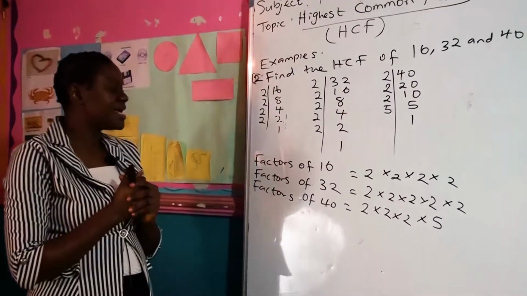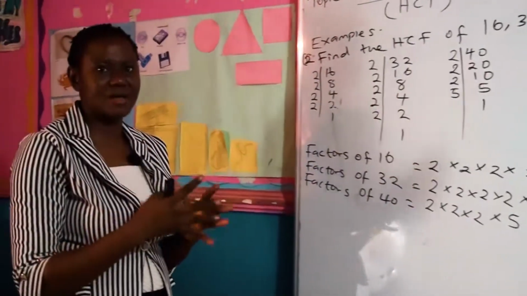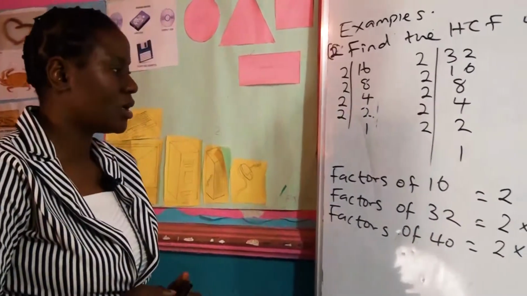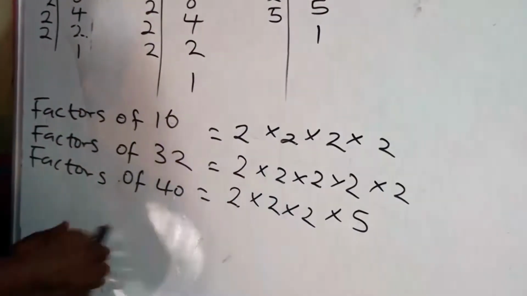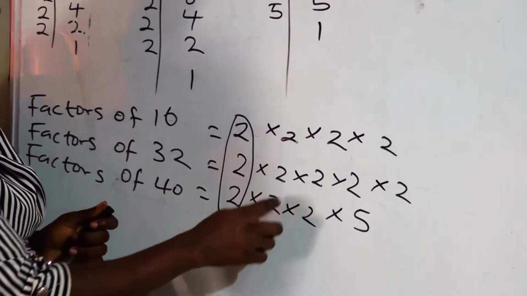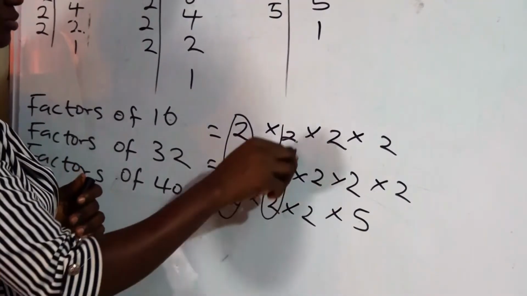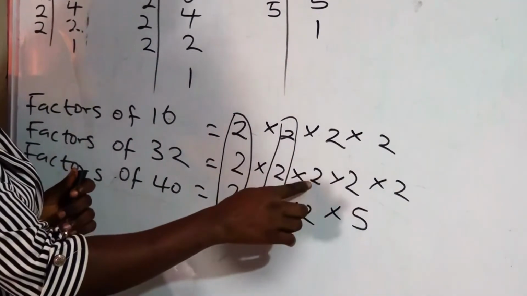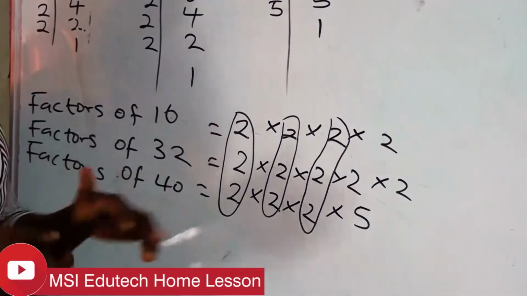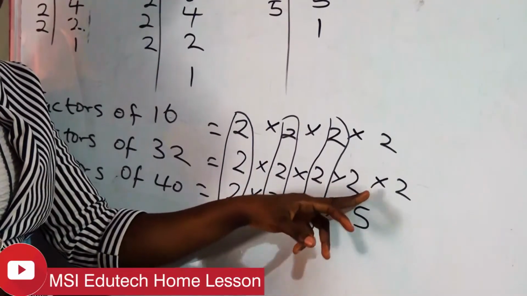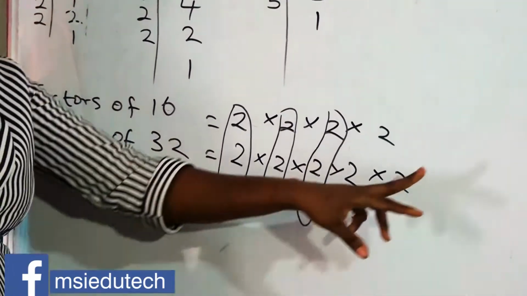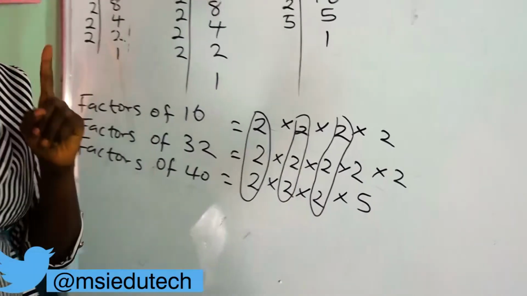Now, what is the highest common factor? What is the highest factor that is common to 16, 32, and 40? We have 2, 2, 2, a set of 2. Another set of 2, 2, 2. Another set of 2. We have 2, 2, but there's no 2 here, so we can't use that. We have 5 here, but there's no 5 here and there's no 5 here, so it's not common.